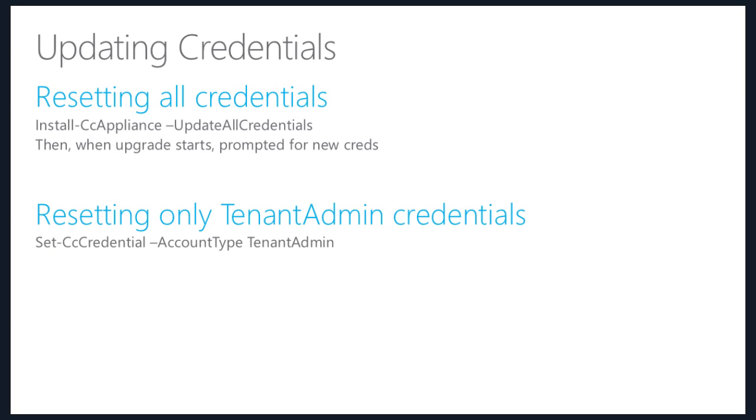Now, if during the upgrade process you realize that you've got to reset some of the credentials that are being used. When you deploy the appliance itself, you provide credentials for the service account, you provide credentials for the administrator, and so on and so forth. If during the upgrade you want to reset those credentials, you can use install CCE appliance with the -update all credentials prompt. When the upgrade starts, you'll go through the prompts again for some new credentials that you can go ahead and enter. If those credentials are all good, but the only thing you need to do is update your tenant admin credentials, then you can run the set CC credential commandlet with account type tenant admin and be able to put in your new tenant administrator credentials if those have changed for whatever particular reason.